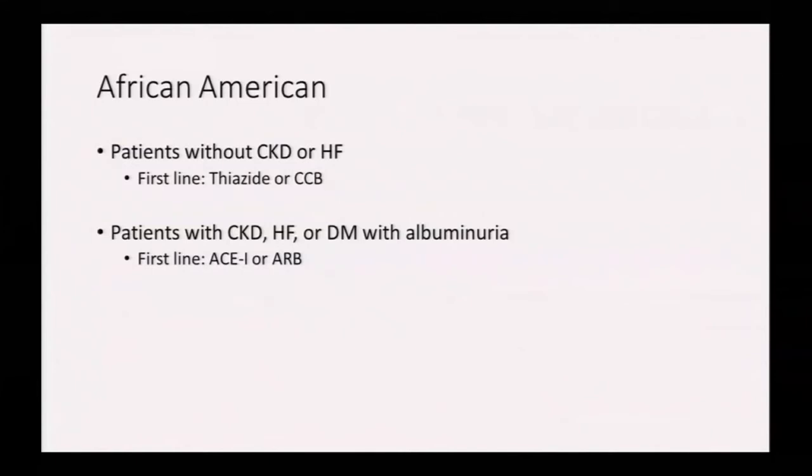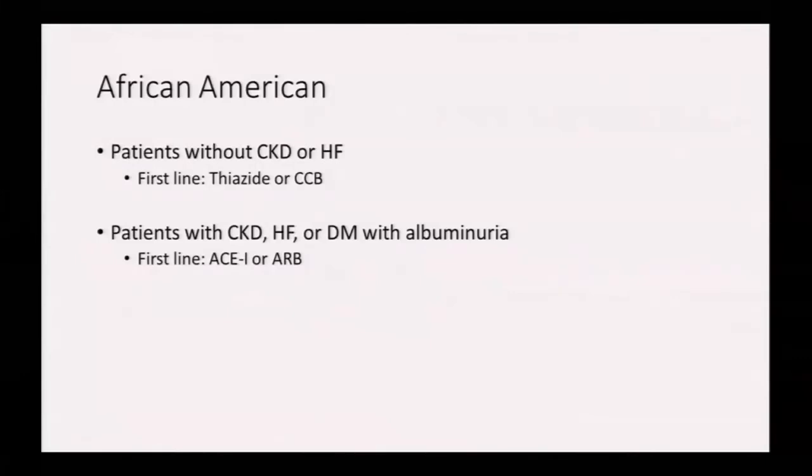The African American group. This is a group that we should always remember because we treat them a little bit differently than white people, and that happens when we look at those patients. The first-line agents that we talked about are thiazides, ACE inhibitors, ARBs, or calcium channel blockers. But for African American people, our first line should be thiazides and calcium channel blockers, as long as they don't have CKD or heart failure or diabetes with albuminuria.